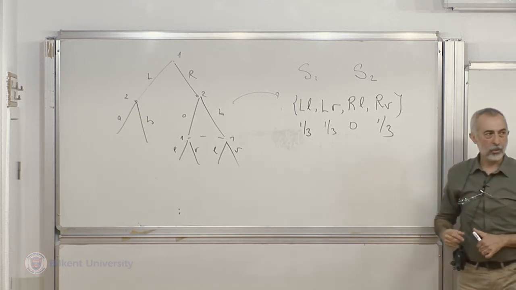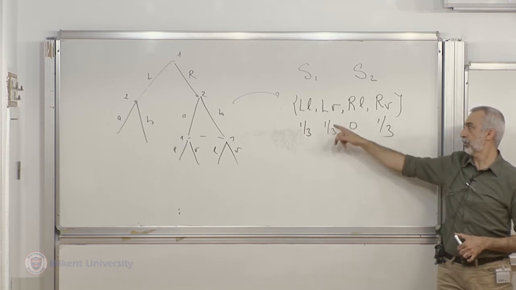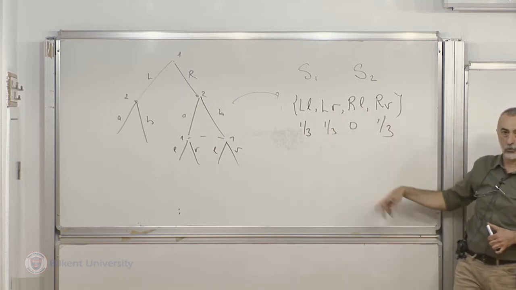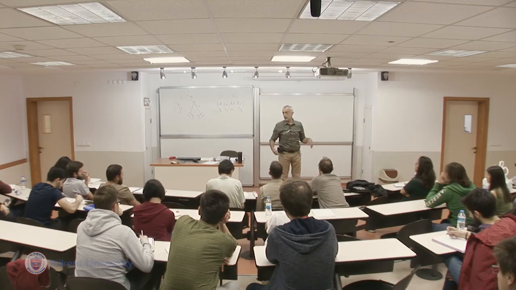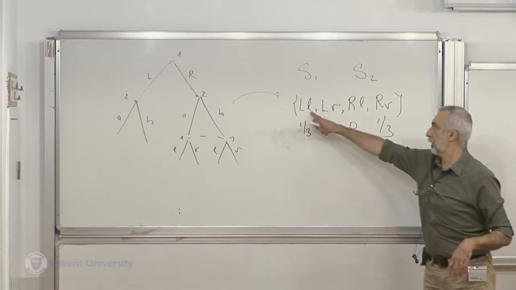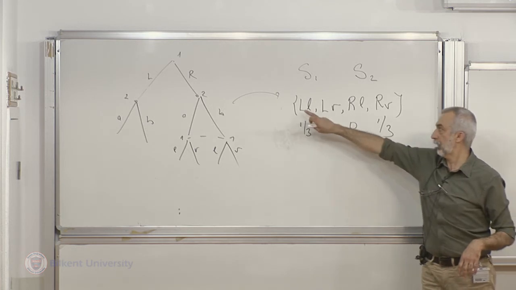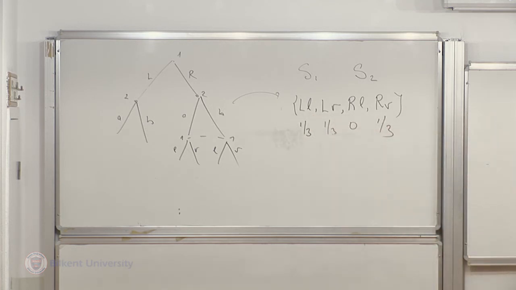Okay? So it says, I'll choose this strategy with probability 1 over 3, this one with probability 1 over 3, this one with probability 0, and this one with probability 1 over 3. So he puts 3 balls in a bag. On one of them it says LR, the other one says LL, LR, RR.